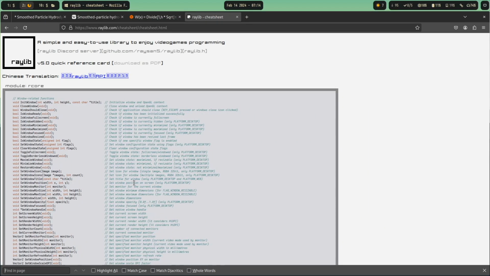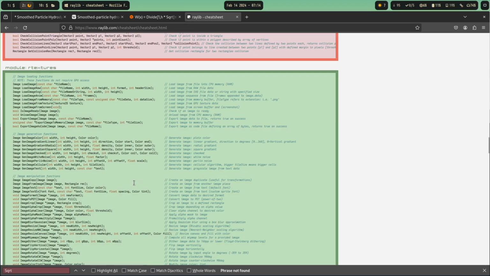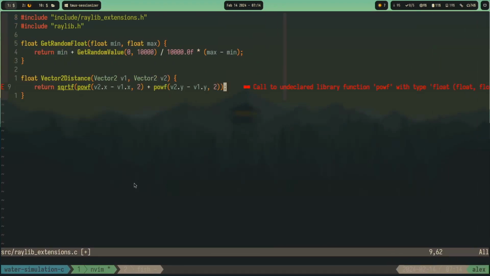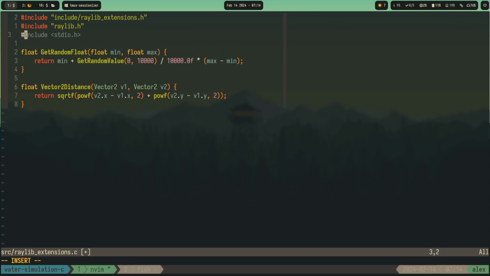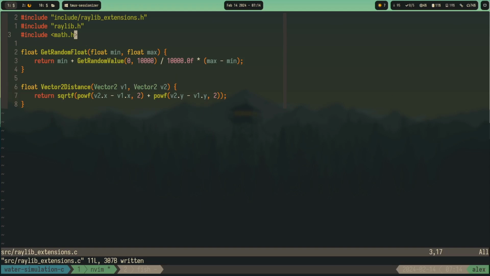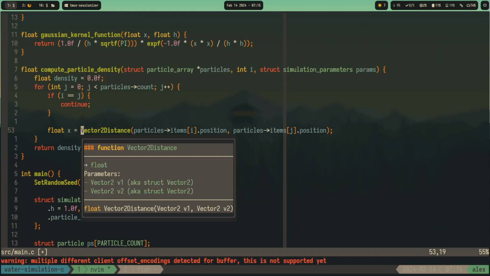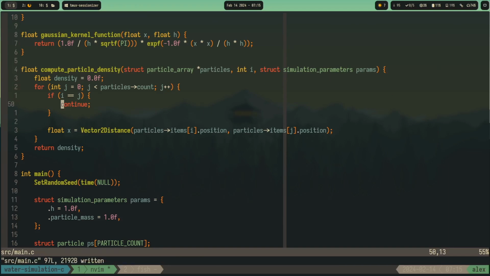But do we have like POW or SQRT? We don't. I mean, include math. Right, so it's just the classical distance. So yeah. So now we have this. It's nice.